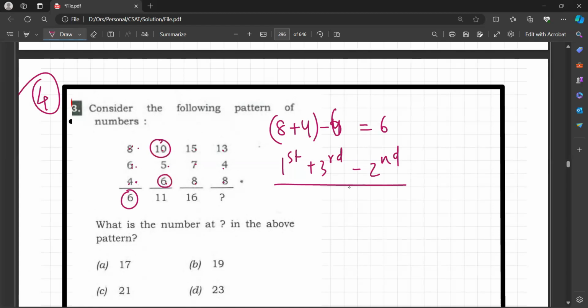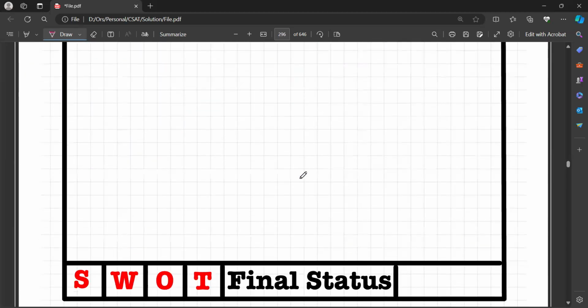Similarly, 10 plus 6 is 16 minus 5 is 11. 15 plus 8 is 23. 23 minus 7 is 16. 13 plus 8 is 21. 21 minus 4 is 17. So your answer is 17. Got it? Let us go to the next question.